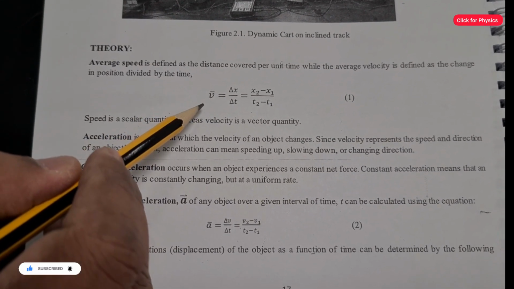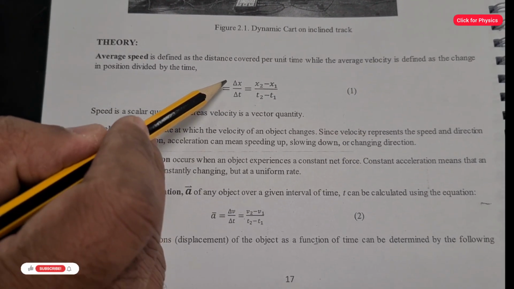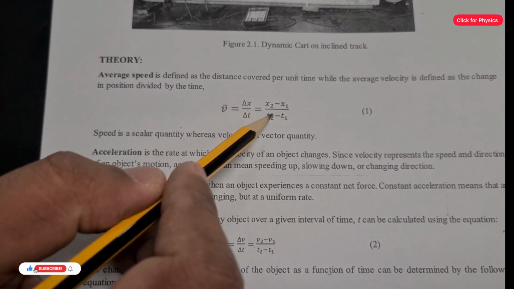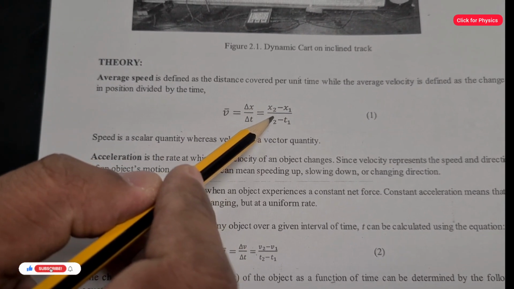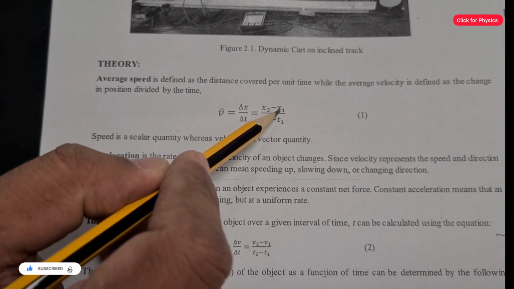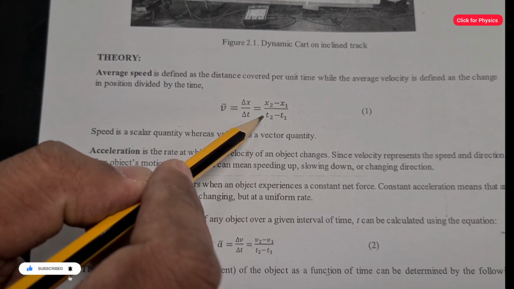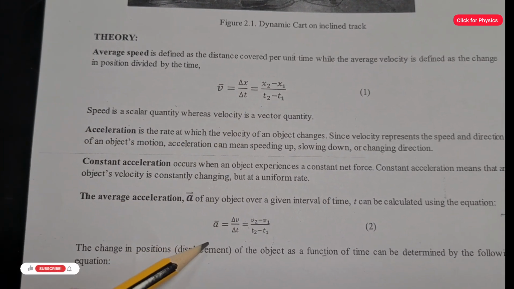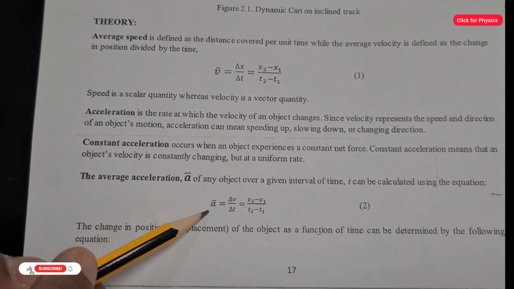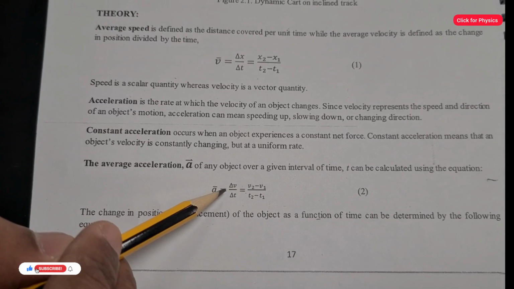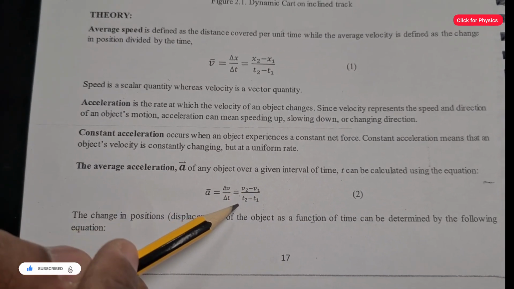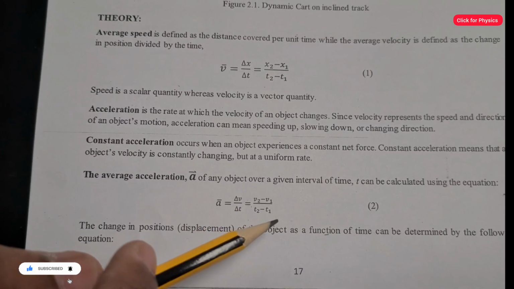We already studied the formula of average velocity, which is displacement divided by time, that is equal to x2 minus x1 over t2 minus t1. Here x2 is the final position, x1 is the initial position, likewise t2 is the final time and t1 is the initial time. And also we are going to use the average acceleration formula, which is change in velocity divided by time, which is equal to v2 minus v1 over t2 minus t1.